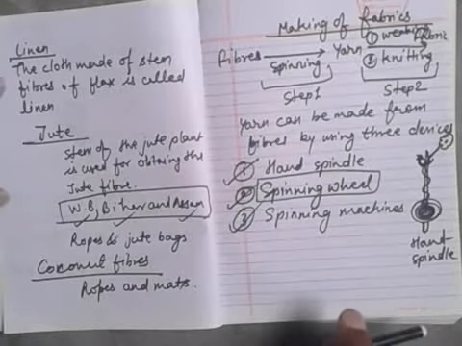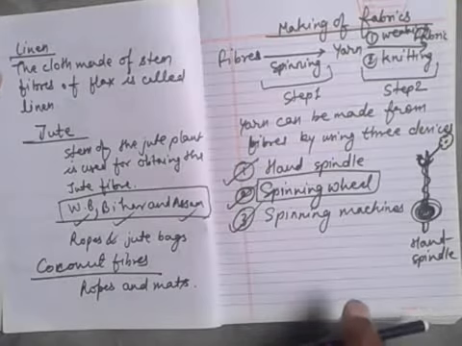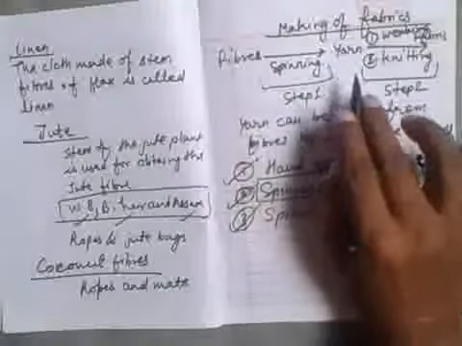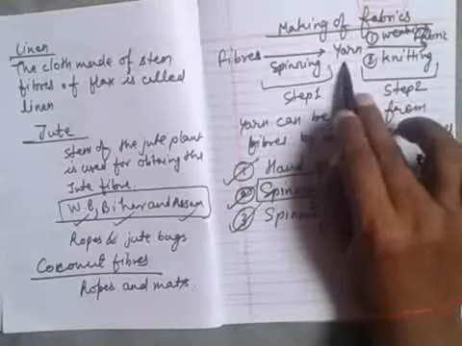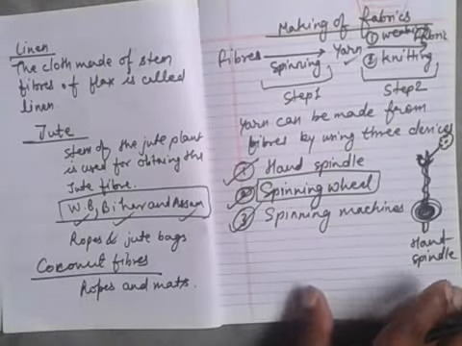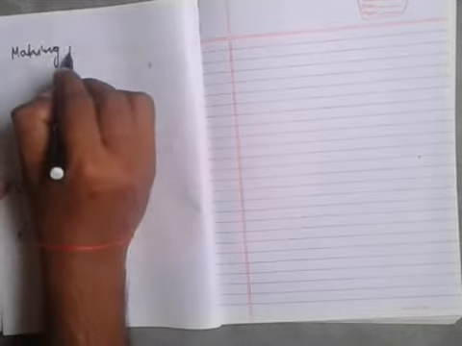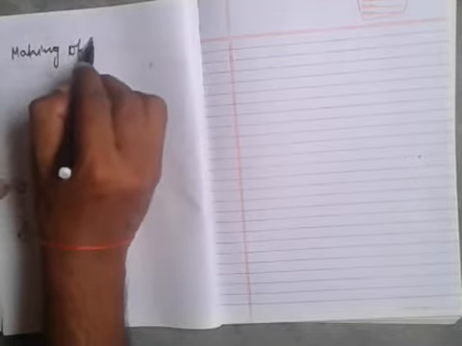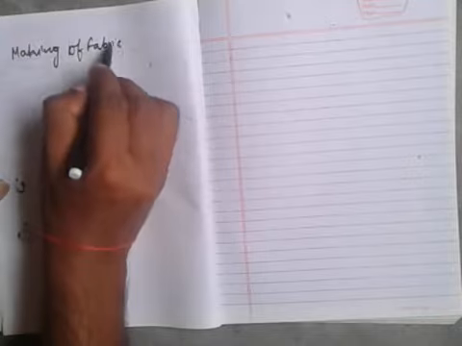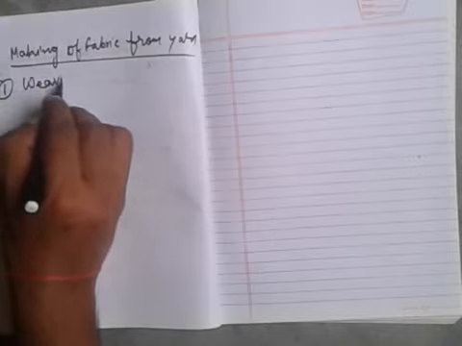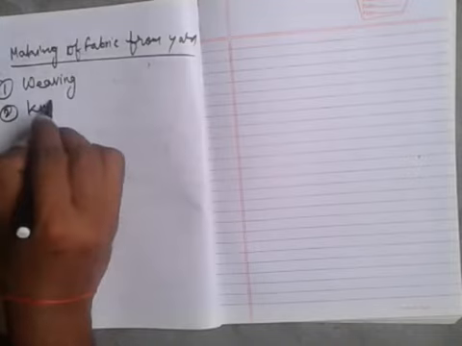After making yarn from the fiber, now we can prepare fabric by using this yarn. Making fabric from yarn, meaning thread, is done by two processes: weaving and knitting.